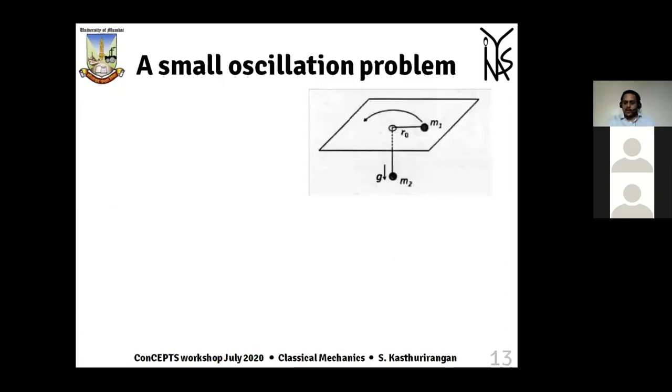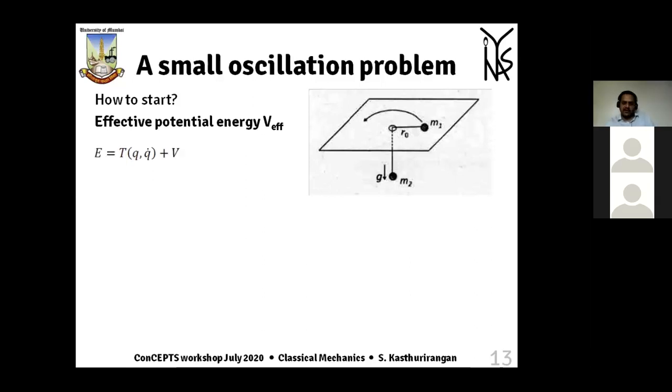It is a problem in small oscillations, so we will use the ideas of small oscillations. The first point is how to start. And the answer is that you start with the effective potential energy. Why? Because you are talking about small oscillations. Let us first write down the effective potential. The effective potential energy is nothing but this: you take all the quantities which depend on velocities and call it effective kinetic energy. Everything which depends on the coordinates, you call effective potential energy.